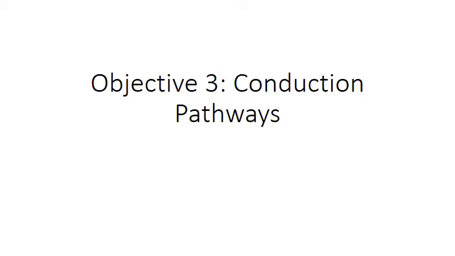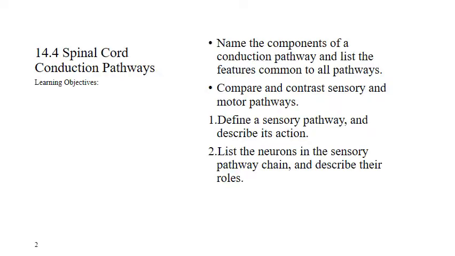All right, objective 3, conduction pathways. So we're all talking about how that information is getting to our brain and from our brain. So we have a couple of objectives here. We want to name the components of a conduction pathway and list the features that are common to all pathways. We want to compare and contrast sensory versus motor pathways.